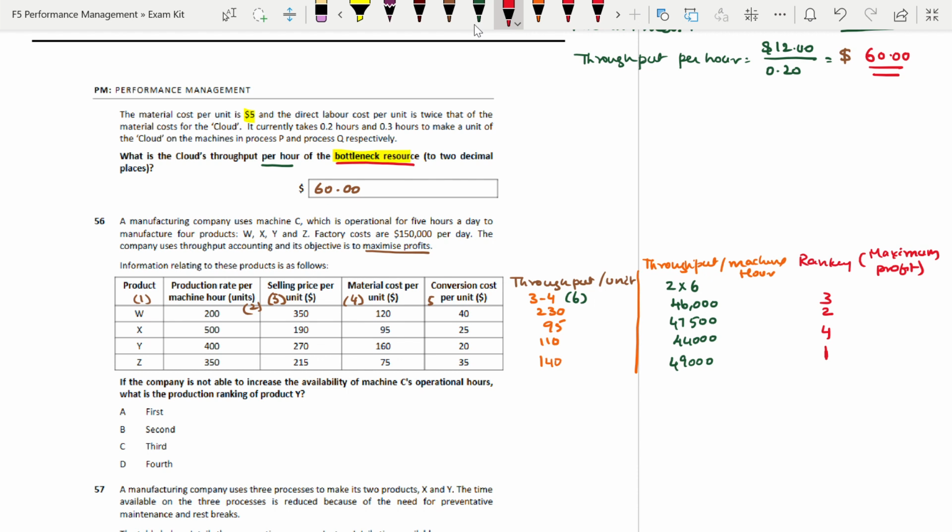If the company is not able to increase the availability of machinery operational hours, what is the production ranking of product Y? The production ranking of product Y is C.